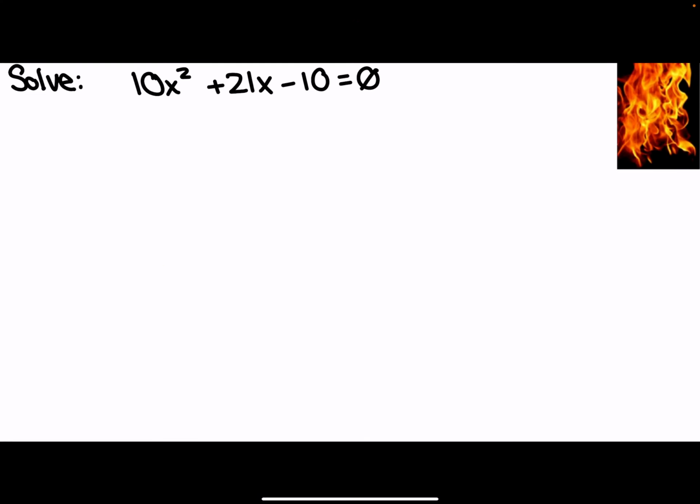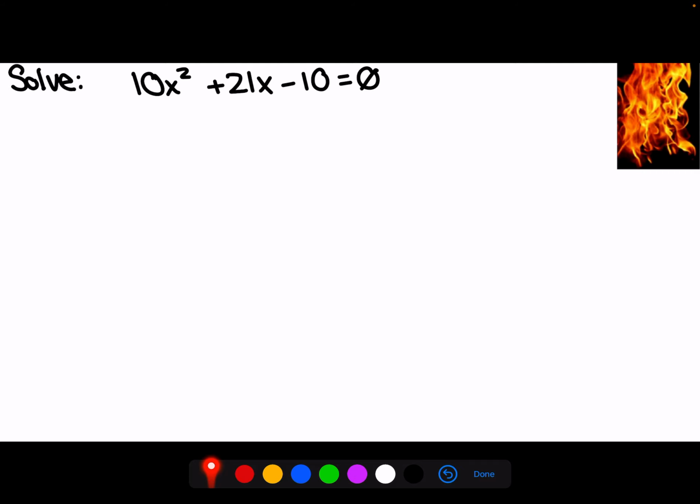All right, guys, let's go ahead and get started. So we're going to solve this polynomial, 10x squared plus 21x minus 10 equals 0. To get started, we look for a GCF between all three terms. There is no GCF besides 1, so we're going to start by taking our a value and multiplying it by our c value.